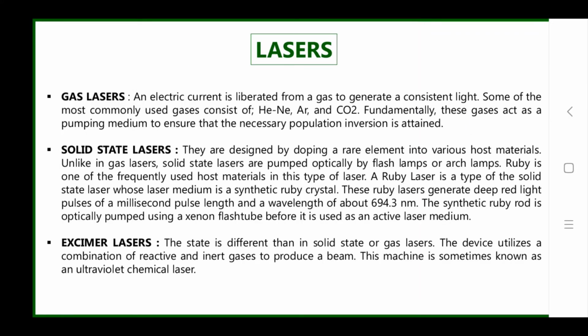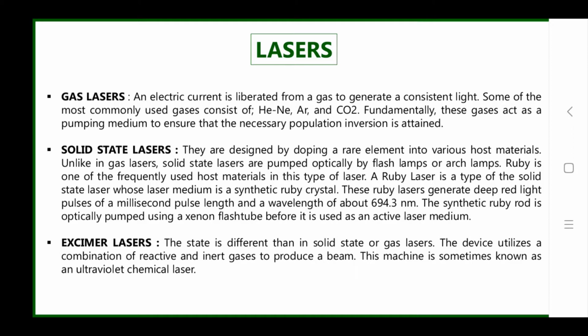Now for laser beam machining we require a laser. So again we have different types of lasers. Let us see them one by one. First is the gas lasers. Here an electric current is passed through a gas to generate a consistent light. Some of the most commonly used gases are HeNe, Ar, and CO2. Fundamentally, these gases act as a pumping medium to ensure that the necessary population inversion is attained. So this is about the gas lasers.